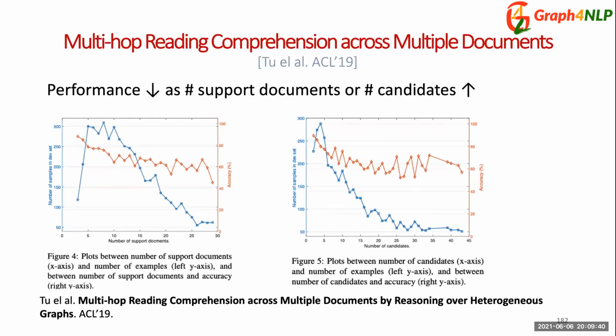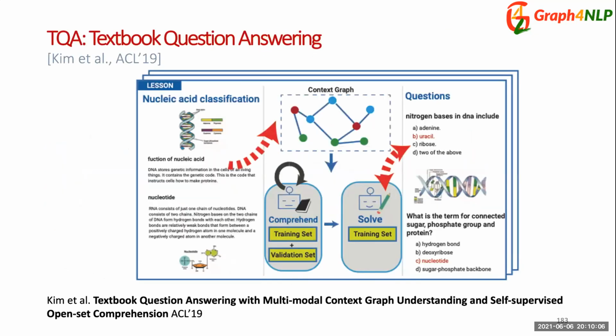We can also see a similar decrease in performance as the number of support documents or candidates increases. Again, it's because with more documents or candidates, there is a larger graph, more selection confusion, and more complexity in terms of the entire computation.